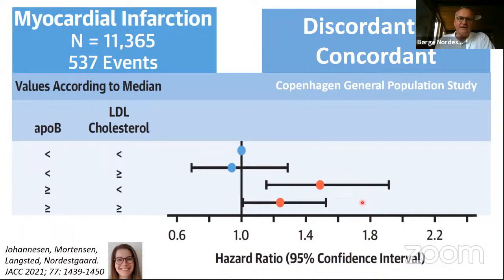And when you look at myocardial infarction now, in the reference, both ApoB and LDL low, if only LDL is high, there's no increased risk of myocardial infarction. However, if only ApoB is high, there's a high risk of myocardial infarction, and the same if both are high.